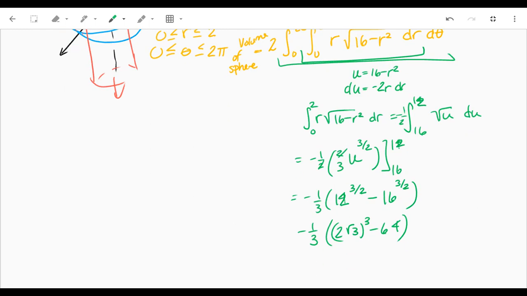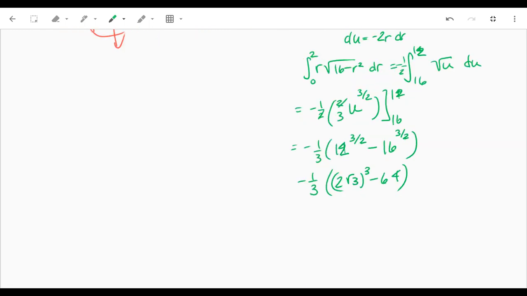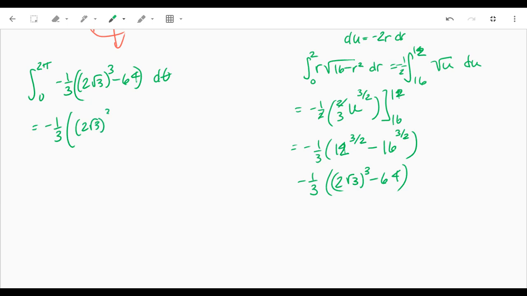So now we need to integrate that. Integral from 0 to 2 pi. I'm going to take the negative 1/3, 2 root 3 cubed minus 64 d theta. It's just a constant there, right? So negative 1/3, 2 root 3 cubed minus 64 times theta. Theta goes from 0 to 2 pi. We just need to throw a 2 pi out front.